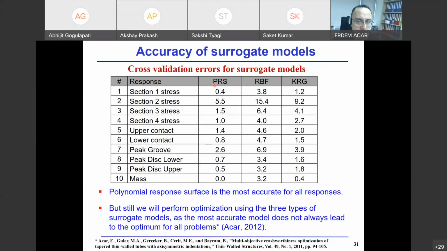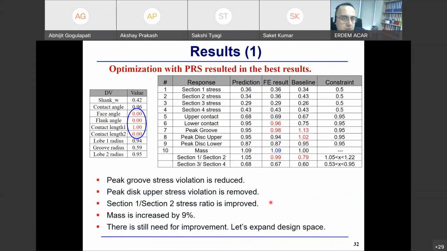We used polynomial response surface, radial basis functions, and kriging. We found that polynomial response surface was the most accurate for all responses. But still, we performed the optimization using all three types of surrogate models because in an earlier study, we found that the use of the most accurate surrogate model does not always lead to the optimum for all problems. And the optimization resulted in these predictions.